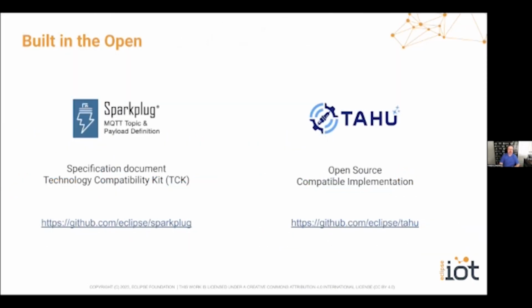So Sparkplug, as everything that we do at the Eclipse Foundation, is built in the open. The specification document and the technology compatibility kit are built in one repository, and that's the one that you see on the left. And then you have the Eclipse Tahoe project, which is a fully compliant implementation of Sparkplug on the right, in its own repository as a distinct project. There are plenty of implementations of Sparkplug that don't use Tahoe, but if you want to implement it quickly, then Tahoe is certainly the quickest way to do so.